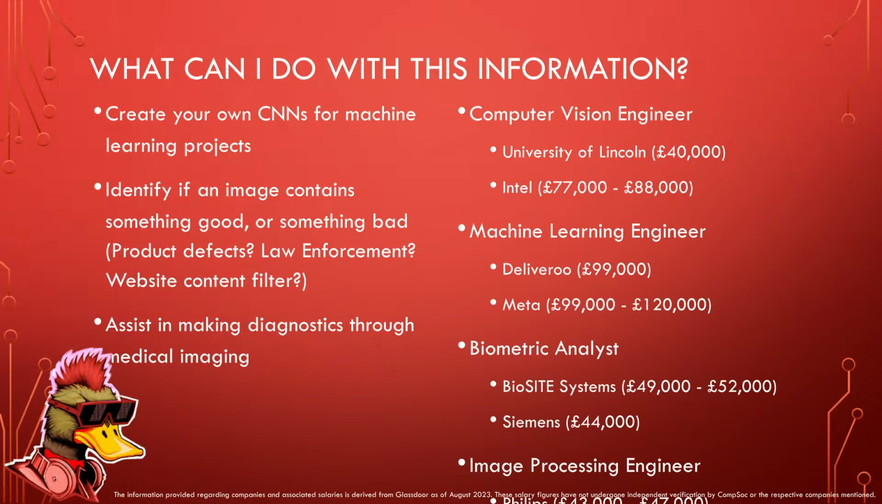So, convolutional neural networks. What can you do with this information? Well, lots of things really. There's quite a few things you can do with it. As usual, the salaries up there are taken from Glassdoor, so take them with a very large grain of salt. As for things you can do, CNNs are predominantly used for image recognition and image processing. There are other applications too, but these are just some of the things you can do with them.